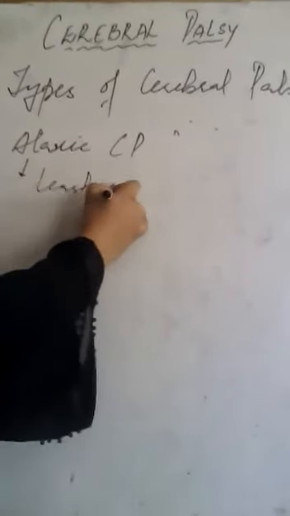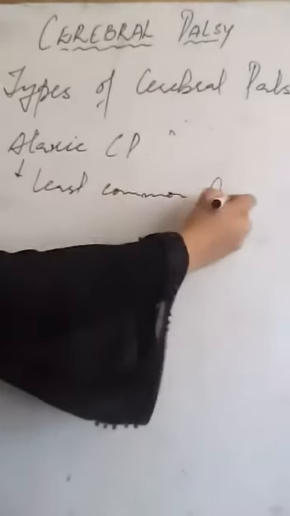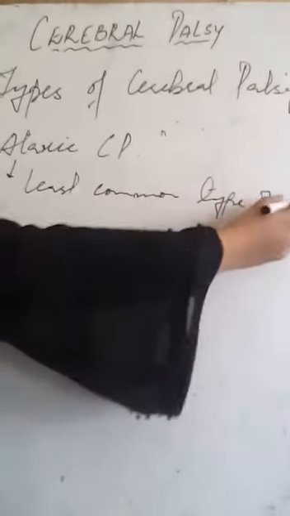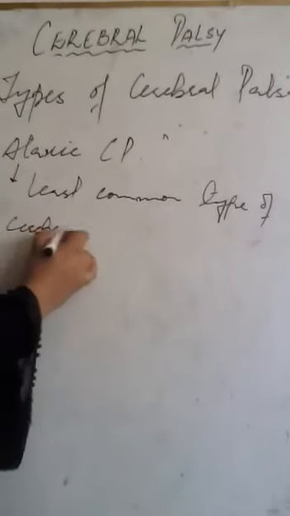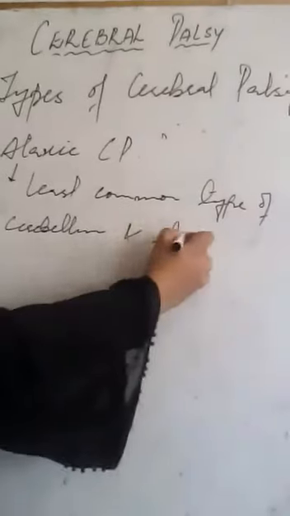Third type, that is the ataxic cerebral palsy. Ataxic cerebral palsy is the rare type, or we can say this is the least common type of cerebral palsy. It occurs when the cerebellum and its pathway are involved.